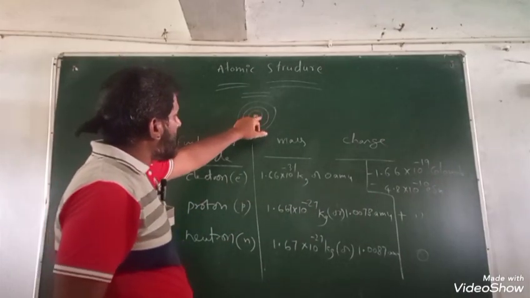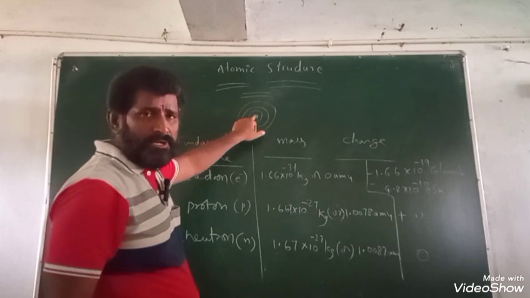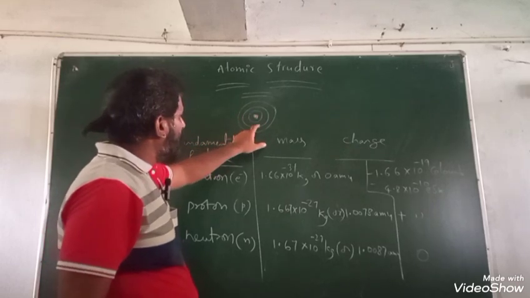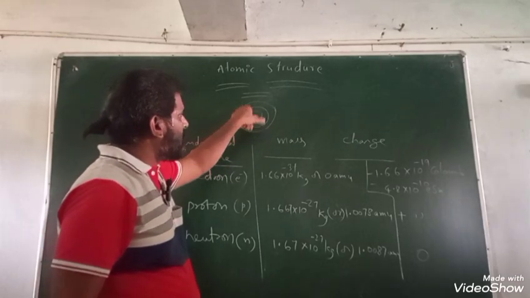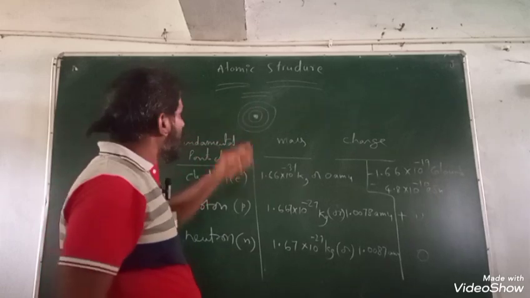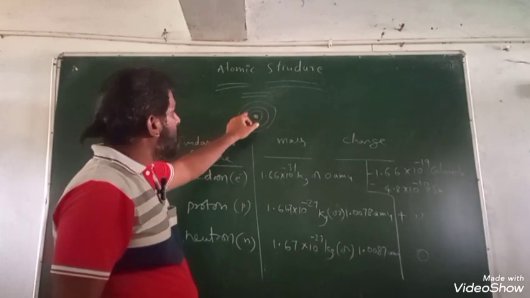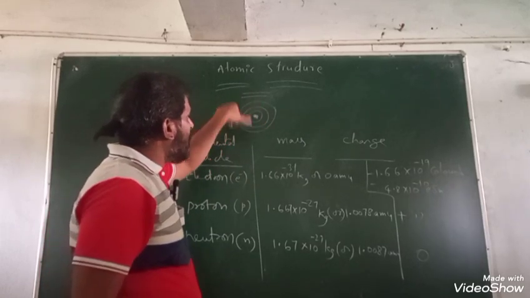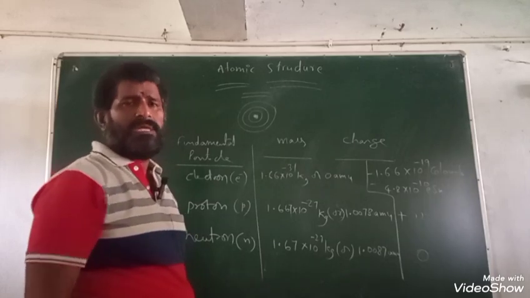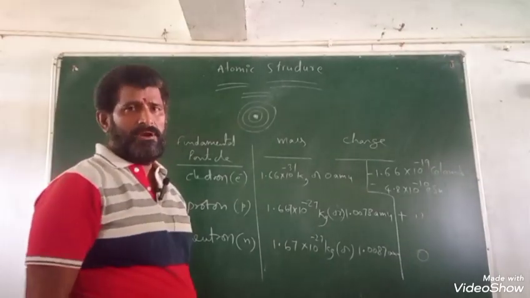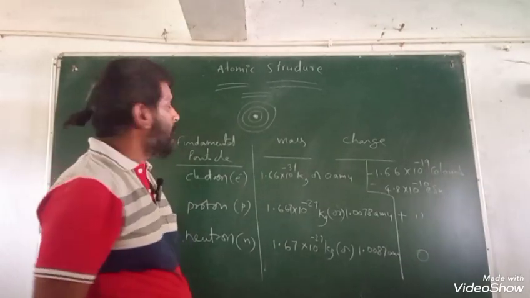Protons and neutrons are present at the center and it is called the nucleus. Electrons are revolving around the nucleus in concentric circular orbits. That means, with the same center as the nucleus, electrons revolve in circular orbits around it. This is the found fact. How it is found and all will be known later.